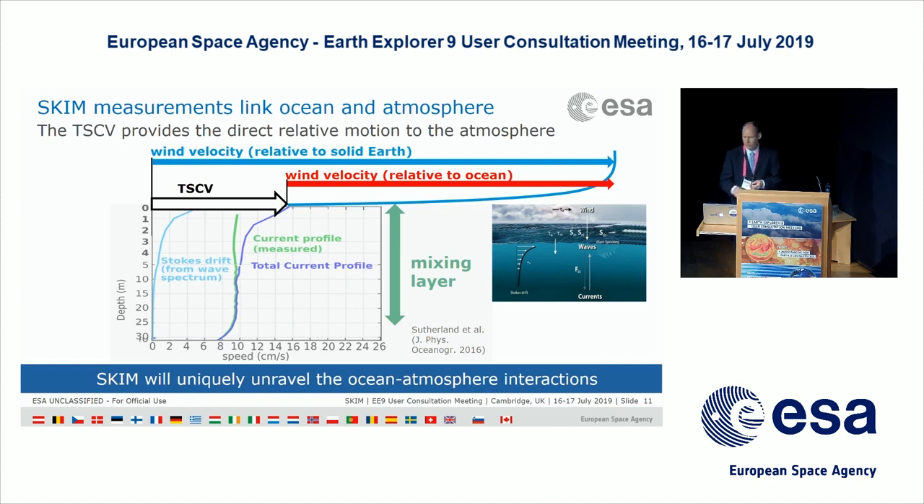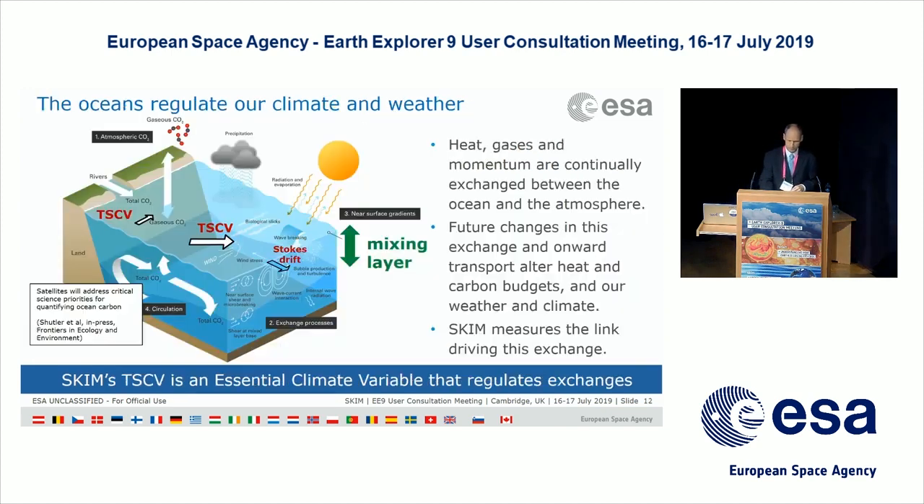Now, this exchange between the ocean and the atmosphere at the interface regulates our climate and our weather. It's through continually exchanging heat, gas, and momentum. And you can see from this diagram here that all of the processes which are controlling exchange, or the majority of them, are also the ones controlling the TSCV.